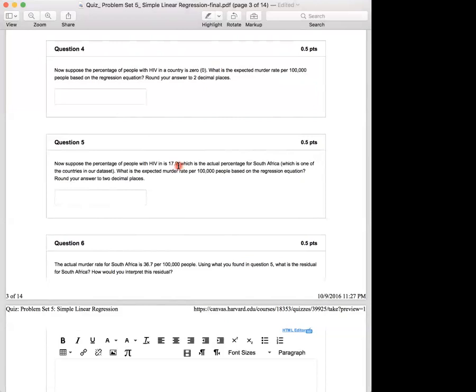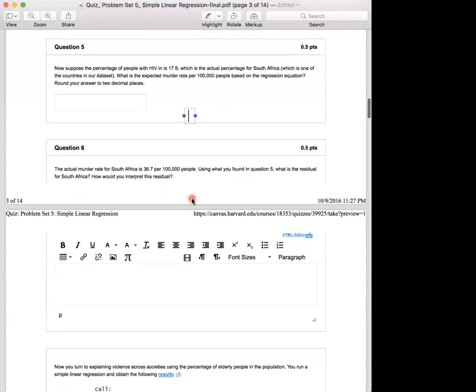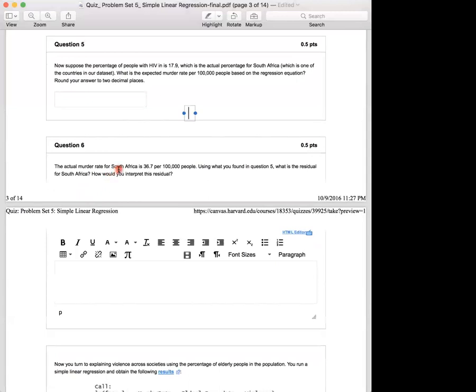And so what this really says, and you can validate this in the data set, is that the expected murder rate for South Africa, given its HIV rates, and given what we know based on the regression output, is 39.8 per 100,000 people. That's the expected murder rate. Now we know that the actual murder rate is 36 per 100,000 people.